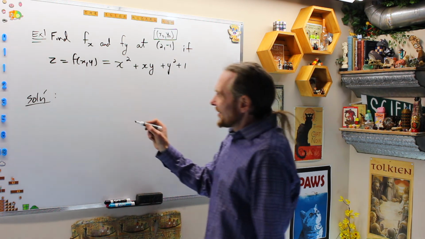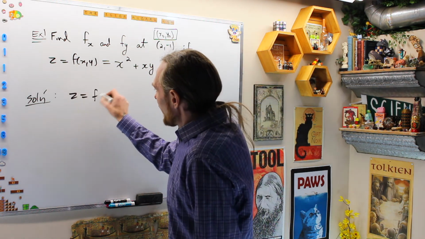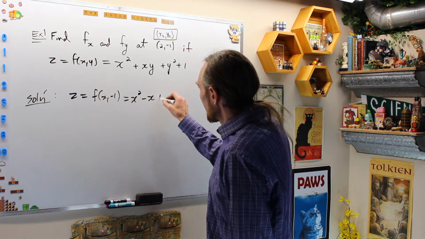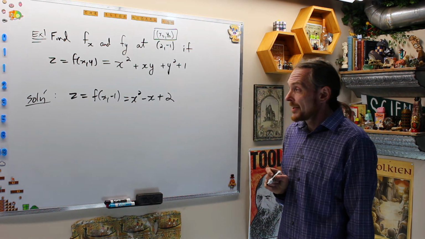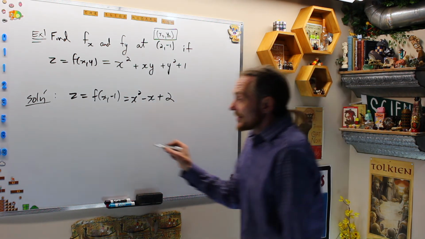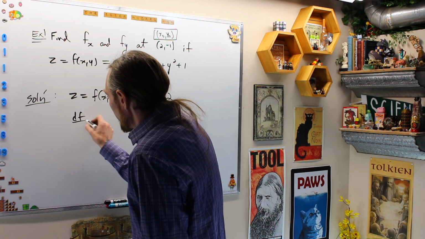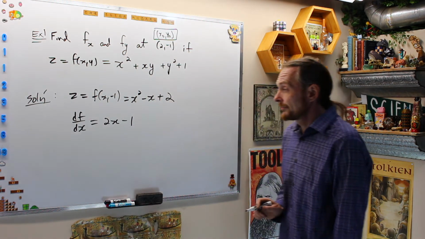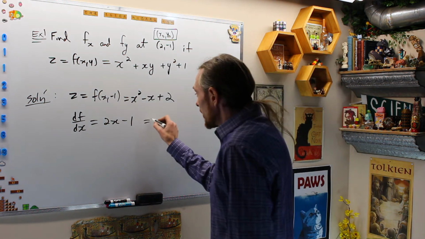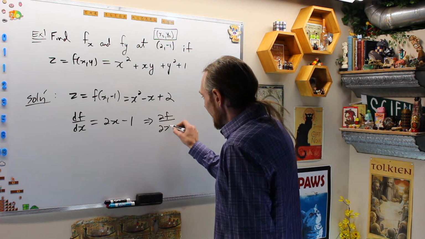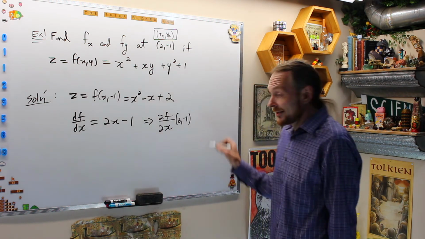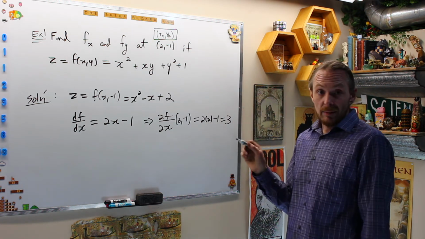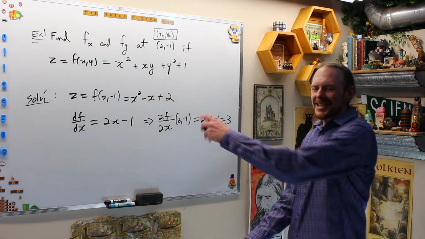What do I mean by that? I mean this. Z is now f of (x, negative 1), which is the function x squared minus x plus 2. We already saw this. Now the ordinary derivative of f with respect to x is 2x minus 1. And so the derivative of f with respect to x at the point (2, negative 1) is equal to 2 times 2 minus 1, which is 3, just like we did the long way. So this isn't so bad.